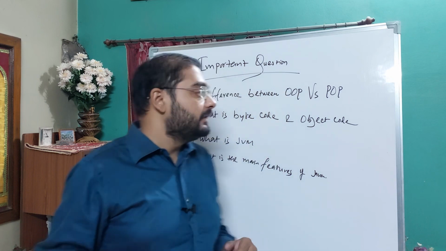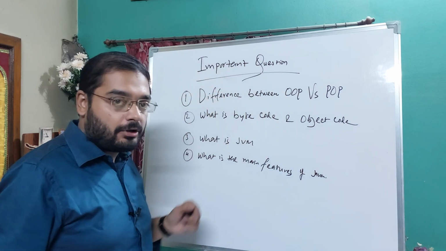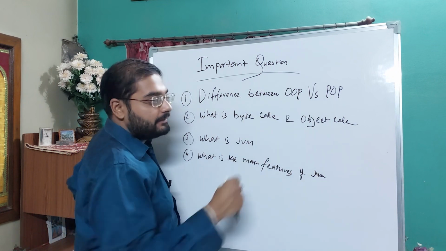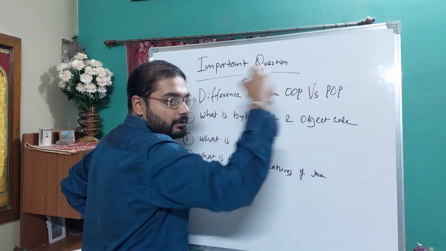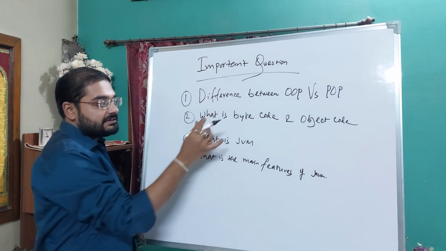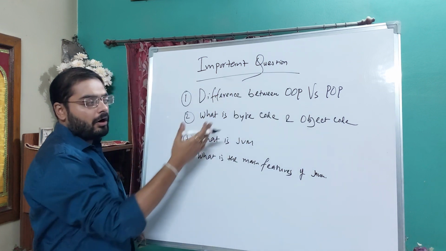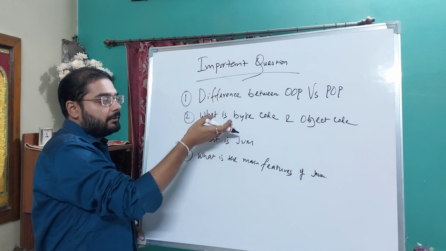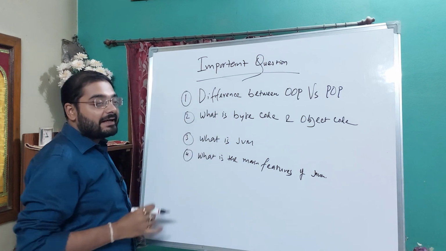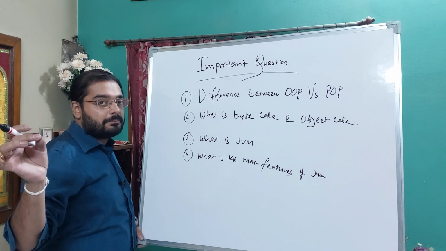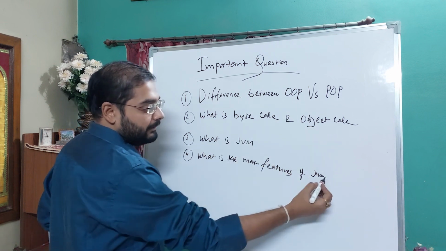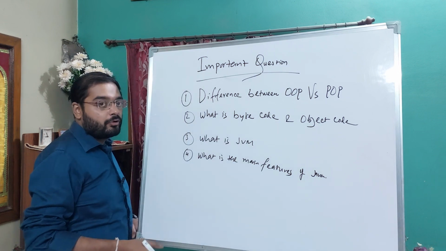So here I explain the important questions from this topic. The first one, the difference between OOP versus POP, that means object oriented programming versus procedure oriented programming, that you screenshotted previously. The second one, what is byte code and object code, or if you like, write the difference between byte code and object code. Another one, what is JVM, just the basic definition of the JVM. The fourth one, what are the main features of Java. Those 4 points I wrote on the board.